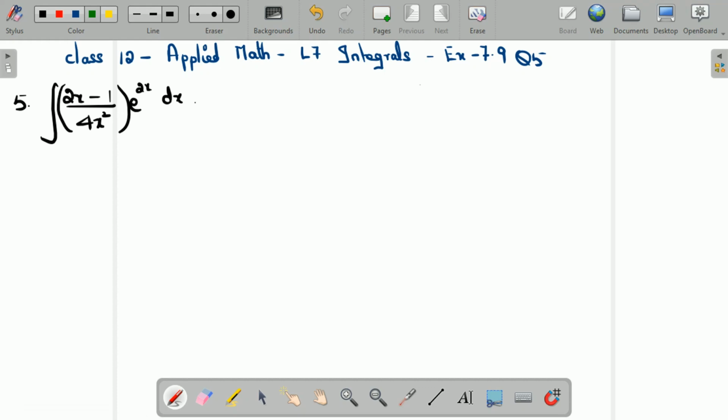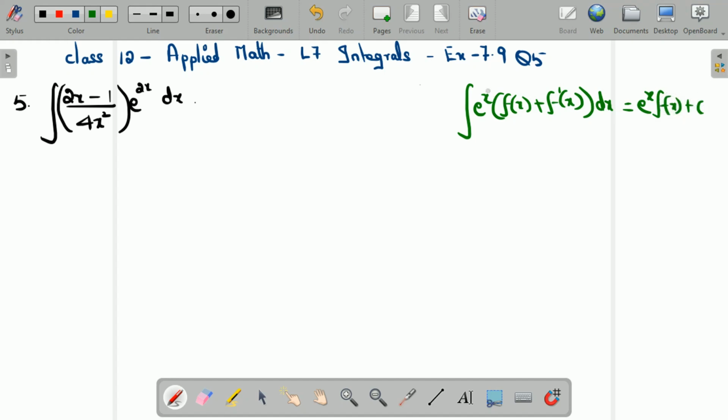In this video, let's find the solution for the fifth question in exercise 7.9. So let's look at this function, integral of (2x minus 1) by 4x squared into e power 2x dx. So let's write out the general formula for this. Integral e power x into [f of x plus f dash of x] dx is equal to e power x f of x plus c.